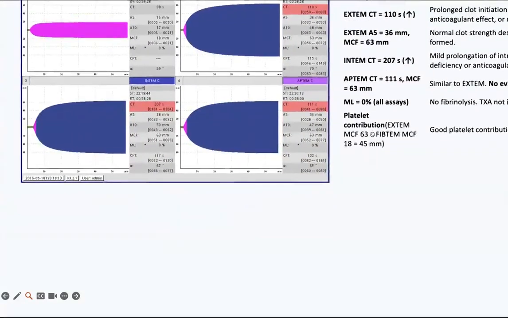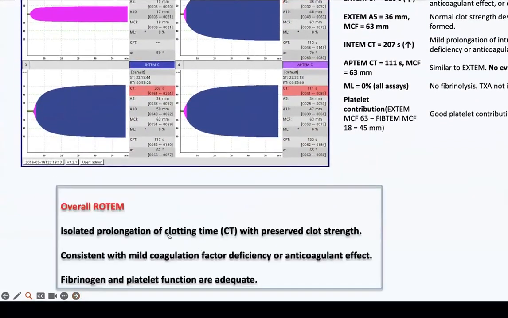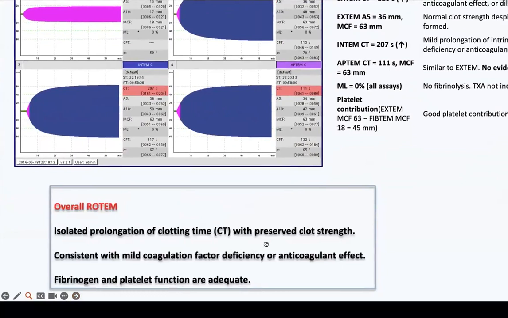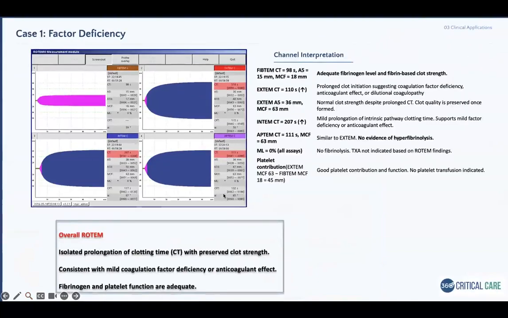So what will you do is to give... isolated prolongation of clotting time with preserved clot strength, consistent with mild coagulation factor deficiency, or it may be due to anticoagulant effect. So fibrinogen and platelet function are adequate. You may need to give some FFPs. Somebody told it correctly.